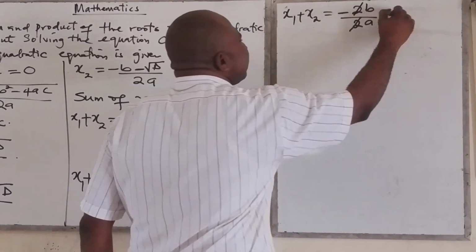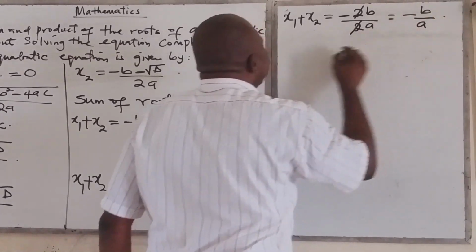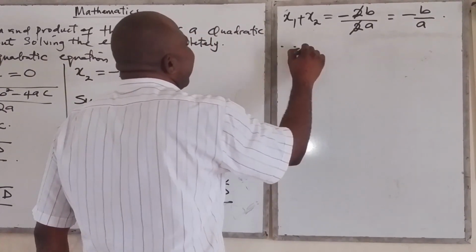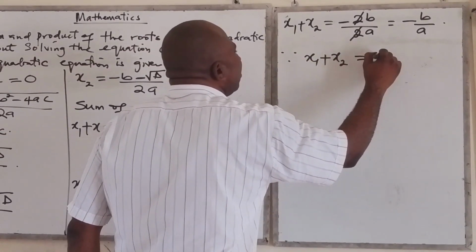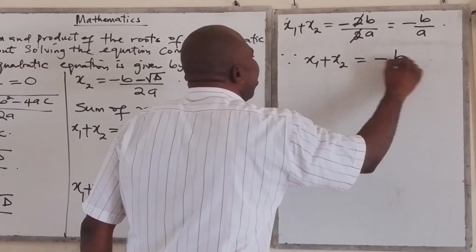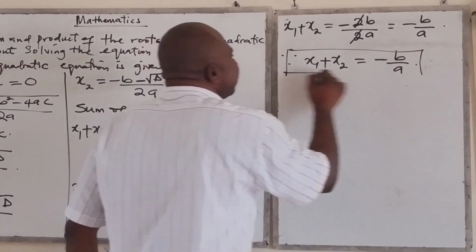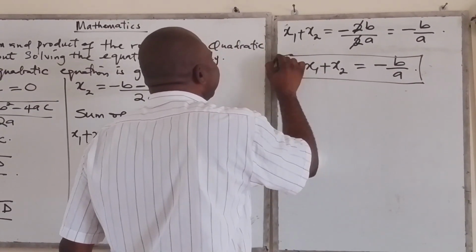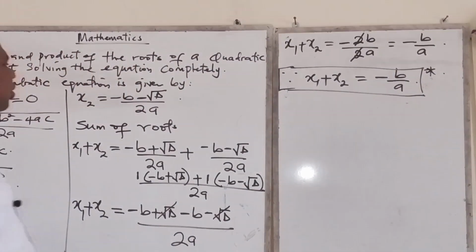So we'll be left with minus b all over a. So it therefore means that x1 plus x2 is equal to minus b all over a. So now let's take note of this. This is the sum of roots.